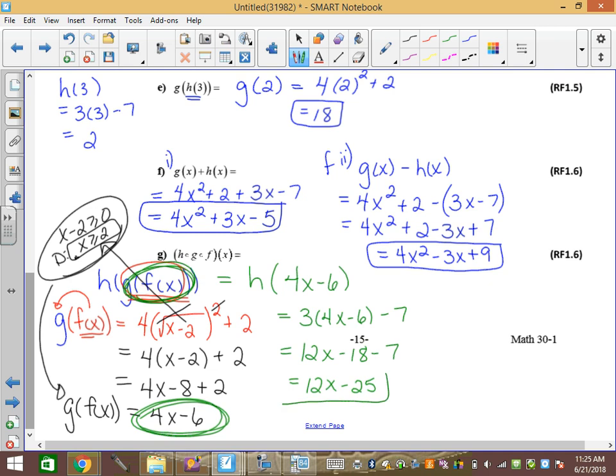Done. Do not solve it. Do not find out what x equals. I do not care. I didn't ask you to solve. I asked you to simplify. Okay? So you're not solving. None of these would say solve. They would tell you to determine, but not solve. Okay?